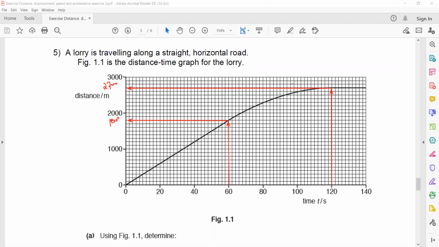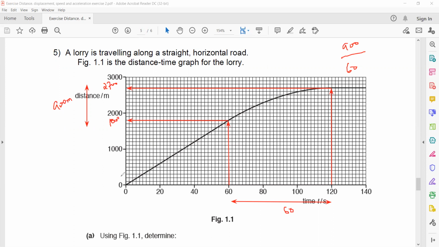The average speed is the total distance travelled divided by total time. So what is the distance travelled from 1,800 to 2,700? You subtract 2700 minus 1800. That's 900. So the distance travelled is 900 meters, and the time interval from 60 to 120 is equal to 60. So when we calculate the average speed, the distance is 900 and the time interval is 60. So 900 divided by 60.